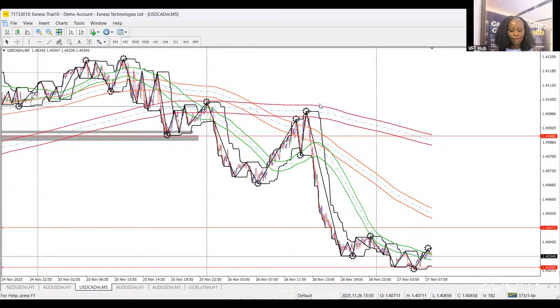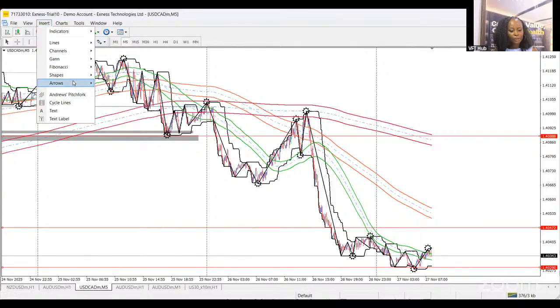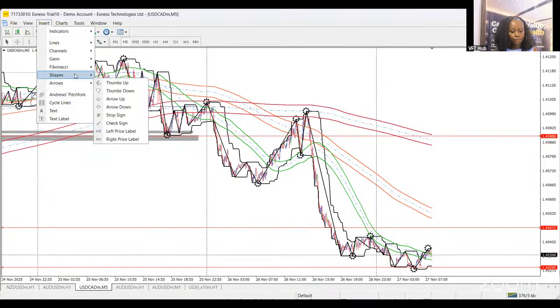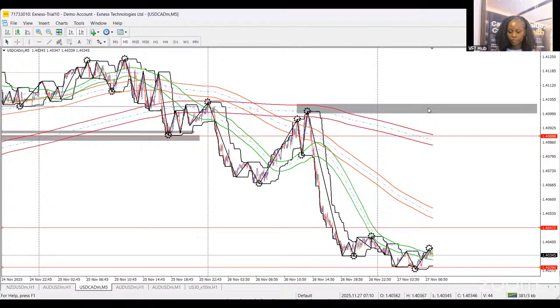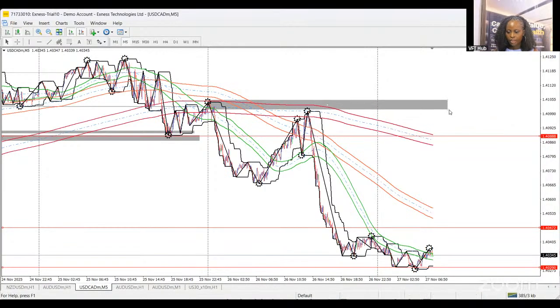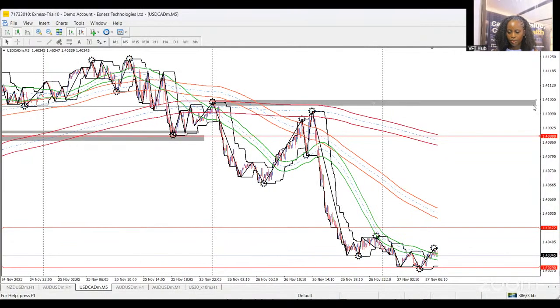But now, what is price presenting to us today? I'm going to be marking out yesterday's high and low. This is not the highest high, so I'm going to adjust that. Marking out yesterday's high into today's price movement. Mark out yesterday's low as well into today's price movement.